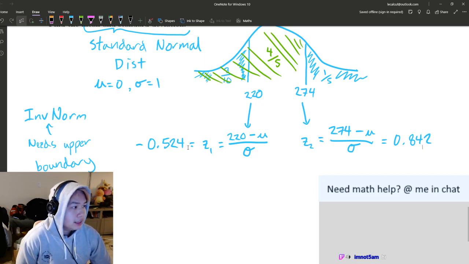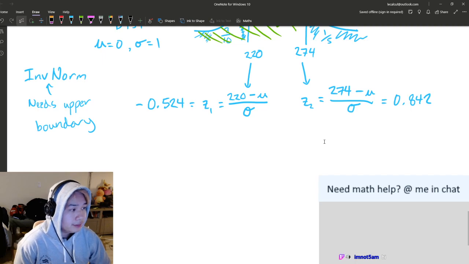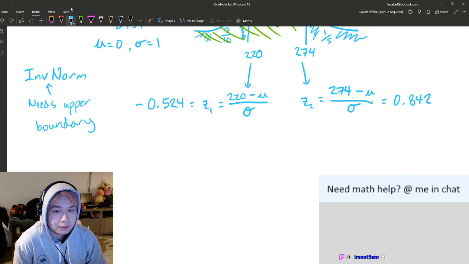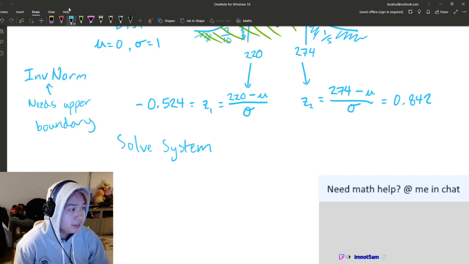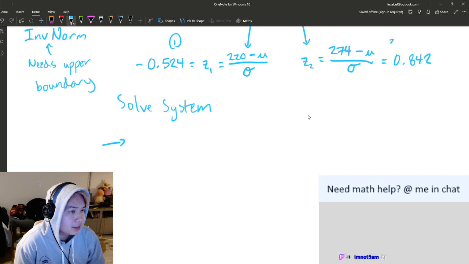Alrighty, so now we have two equations that each contain two variables. So we just solve this system. So next up, solve the system. There's plenty of ways to do this. We do have a graphing calculator, so the easiest thing would be to graph these. What I'm going to do though is, let's call this equation 1 and then this one equation 2.